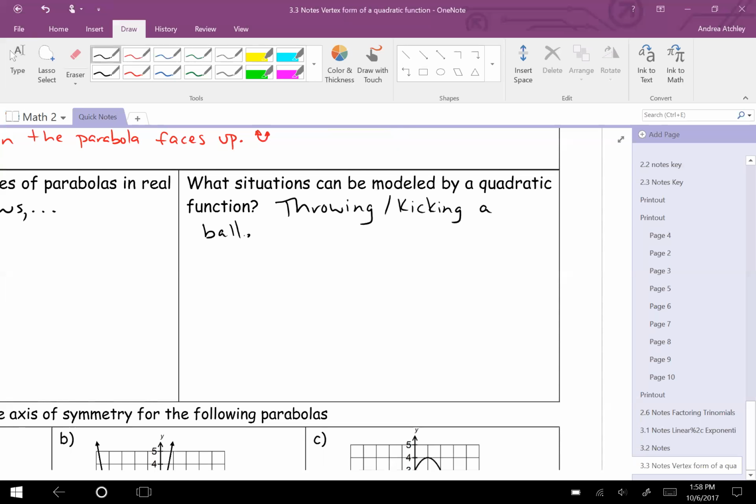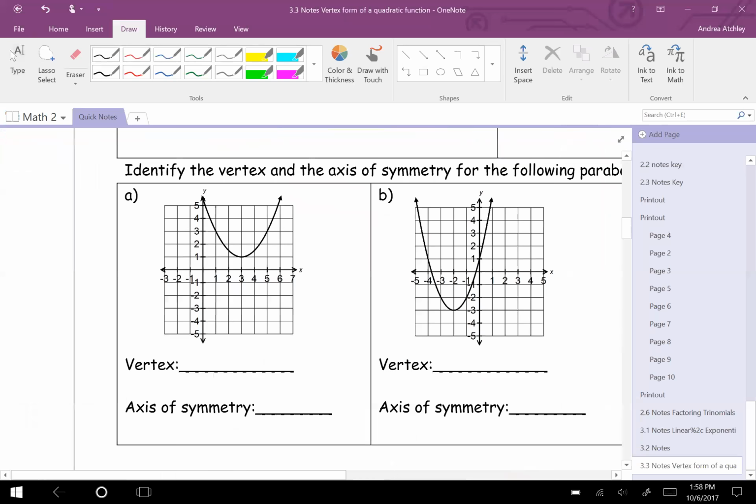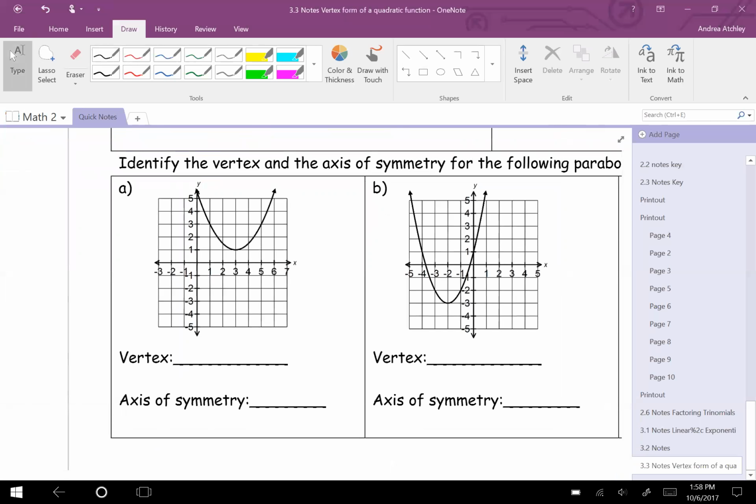Okay. Any other questions? Okay. So just to review, we want to make sure we know how to identify the vertex and the axis of symmetry. So here is our vertex. Remember, the x goes first, then the y value. So the vertex here is 3, 1. The axis of symmetry goes right through that vertex and is a vertical line. And it will always be x equals whatever the x value of your vertex is.